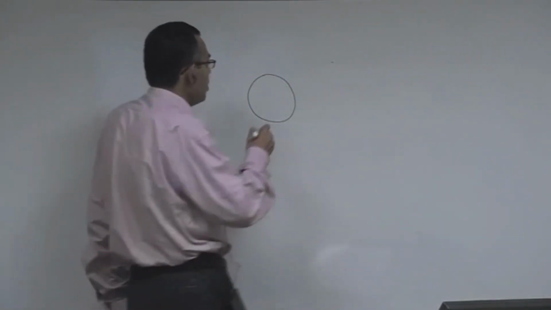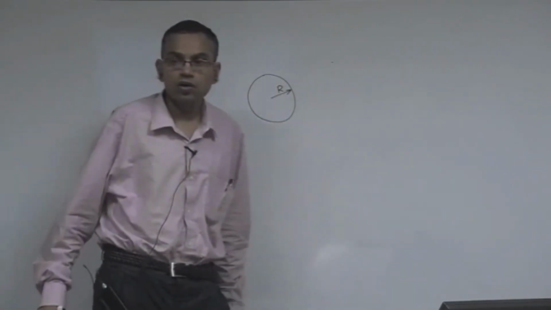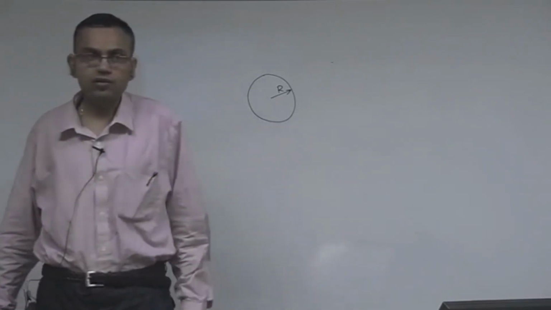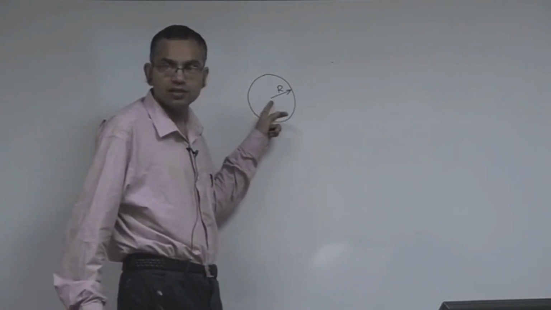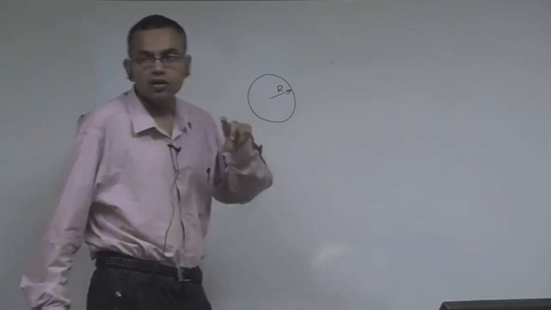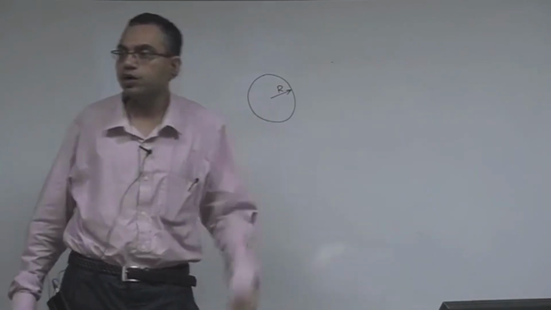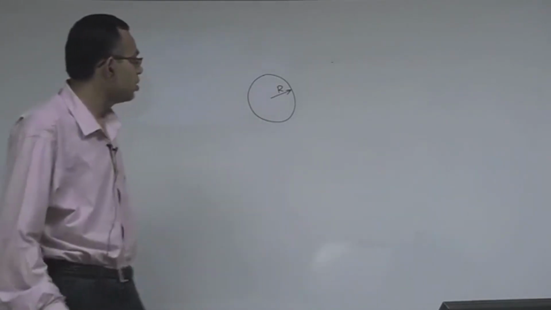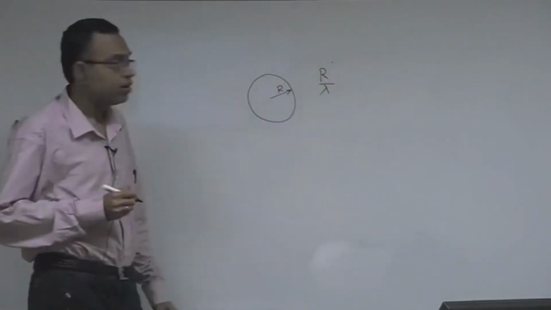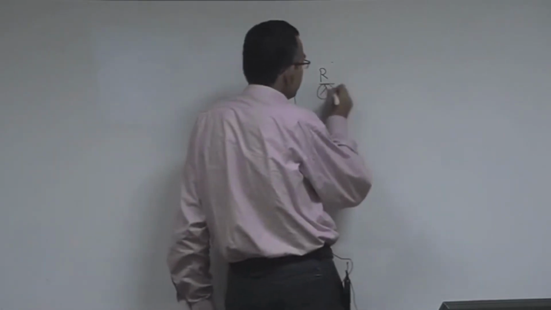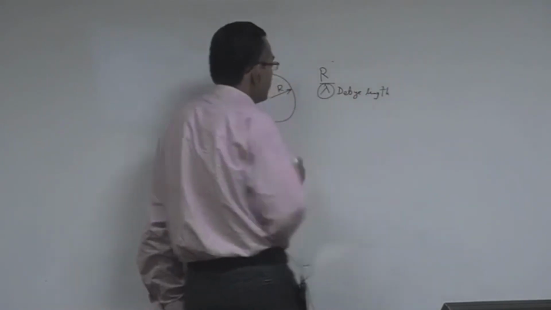So, you have a spherical particle of radius r. The question is, when would you consider the particle as a point mass, or as a particle of finite extent whose geometrical features need to be considered? It depends on what r by lambda is. Lambda is the Debye length, and r is the radius of the particle.